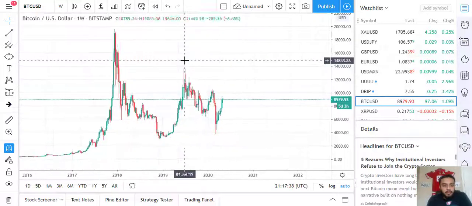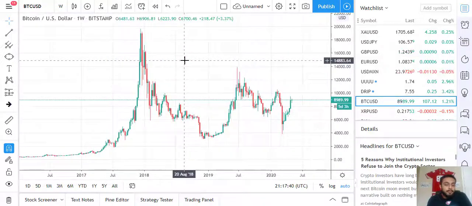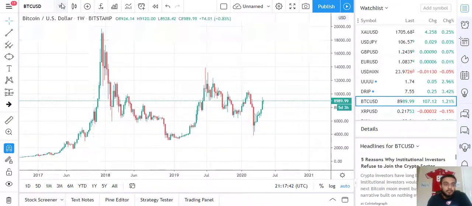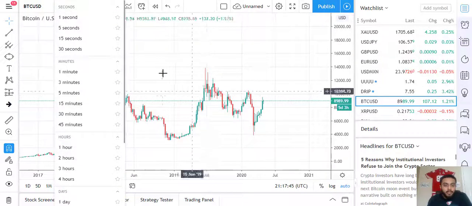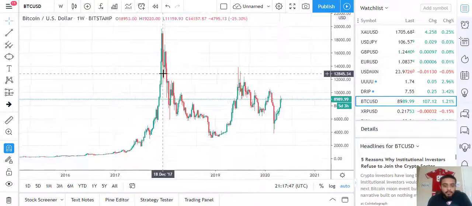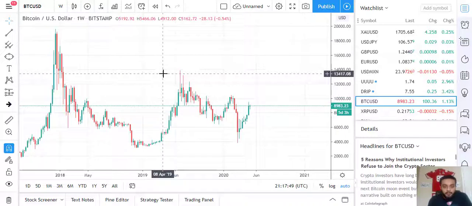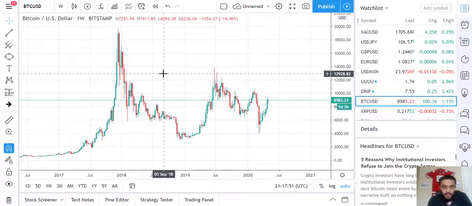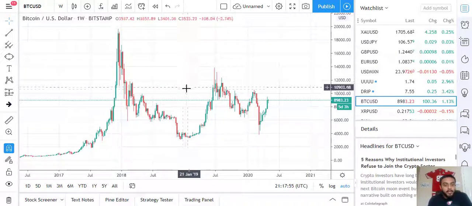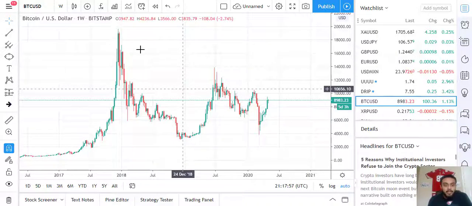I have this Bitcoin chart open right now, Bitcoin versus US dollar. The first thing I like to do is start from the weekly chart. So I'm already on it. This gives me a nice idea of how the trend is right now, whether price is going up or down, whether I want to buy or sell.